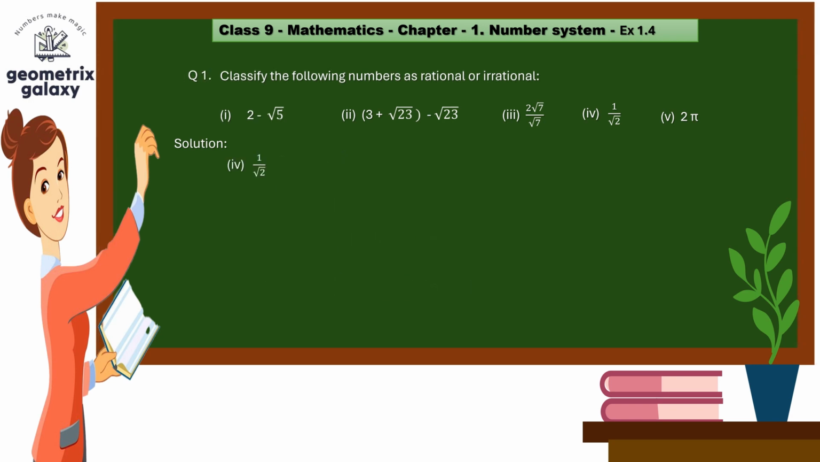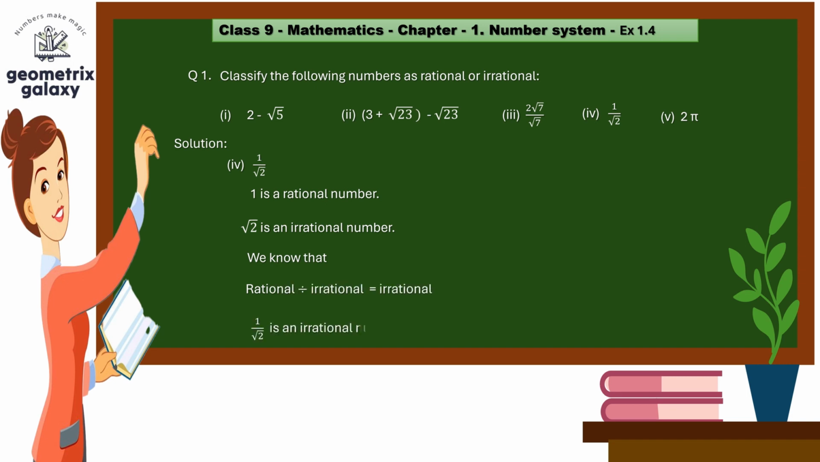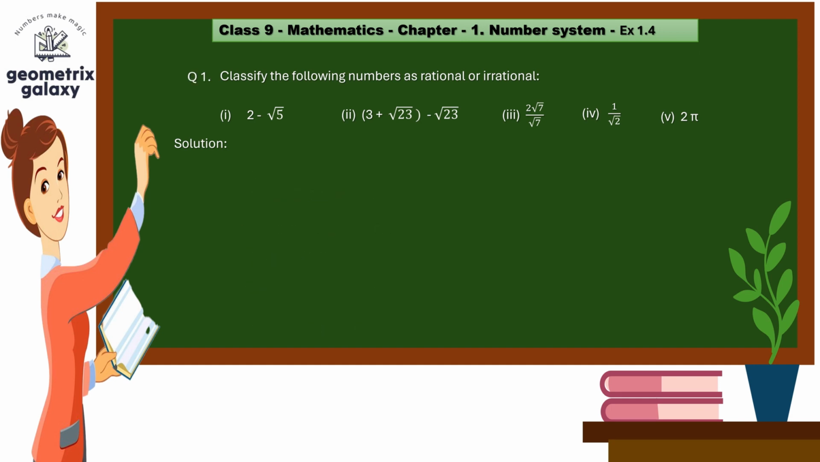Fourth subdivision is 1 by root 2. 1 is a rational number. Root 2 is an irrational number. We know that rational divided by irrational is equal to irrational. Therefore, 1 by root 2 is an irrational number. Very simple.